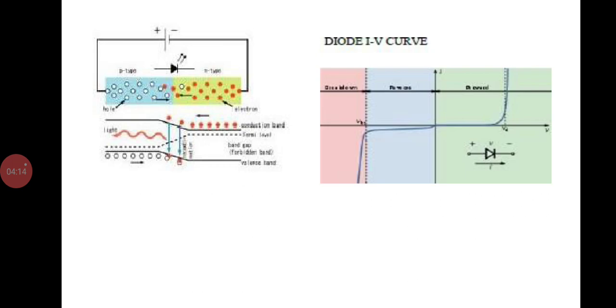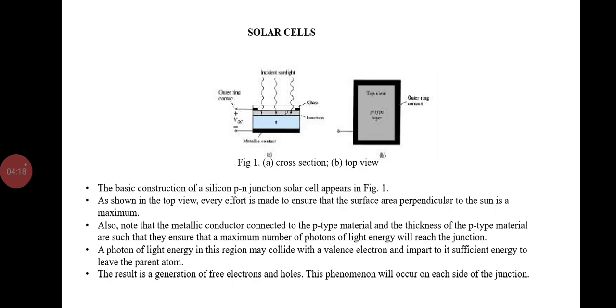This is the light emitting diode. This is the VI characteristics of the light emitting diode. Next one is solar cells.